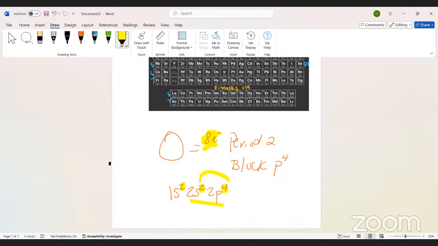So when you're doing valence electrons and writing out the electron configuration, you have to know these things right here. How many electrons does it have? What period is it in? What block is it in? When you know all of those things, that tells you everything you need to know to write this out. Now, let me do another example so you can see this. I'm going to do another one.